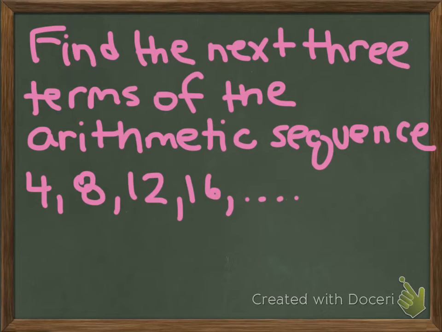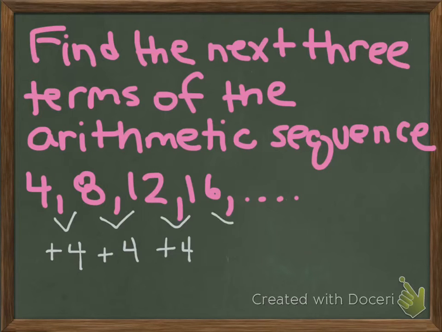Next is find the next 3 terms of the arithmetic sequence. So this is telling us that it's going to be a constant pattern. We just need to figure out what the pattern is. So from 4 to 8, we are adding 4, and we are consistently then adding 4.